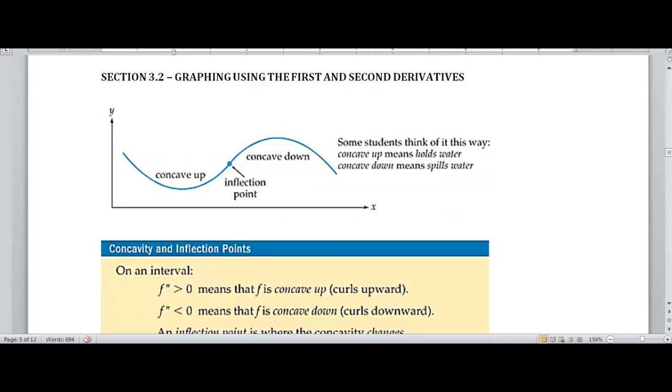Hello, let's start with section 3.2. Now we're going to graph using both the first and the second derivatives. So before we do the second derivative, let's talk about concavity and what concavity means.